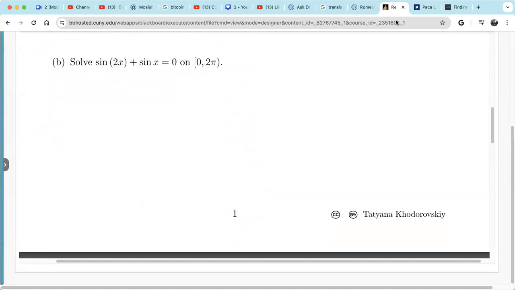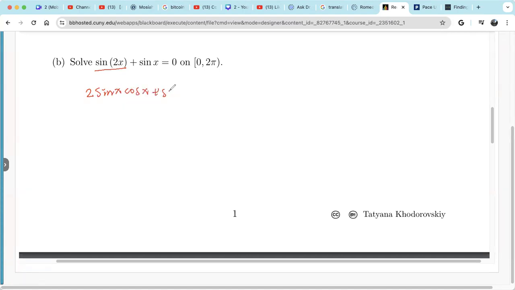Let's see B. So B, we want to solve this trig equation. We have sine of 2x, the angle is 2x, plus sine x equals 0. So sine of 2x, remember the formula is 2 times sine x cosine x.